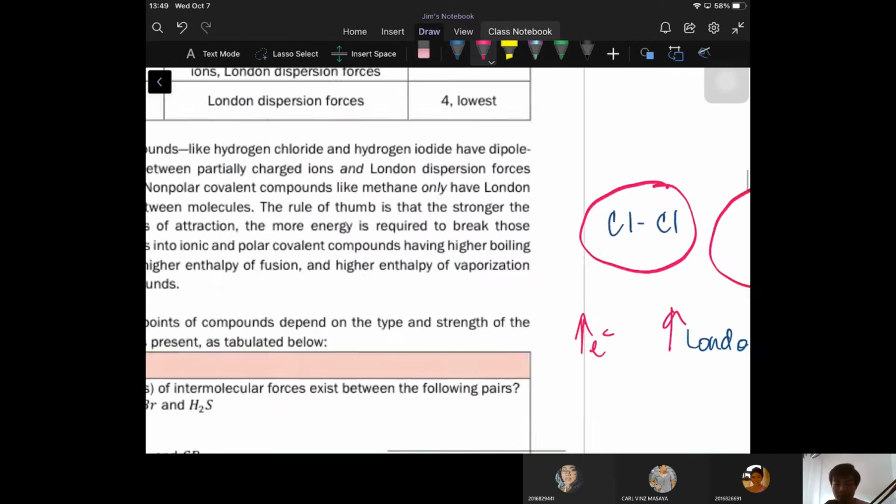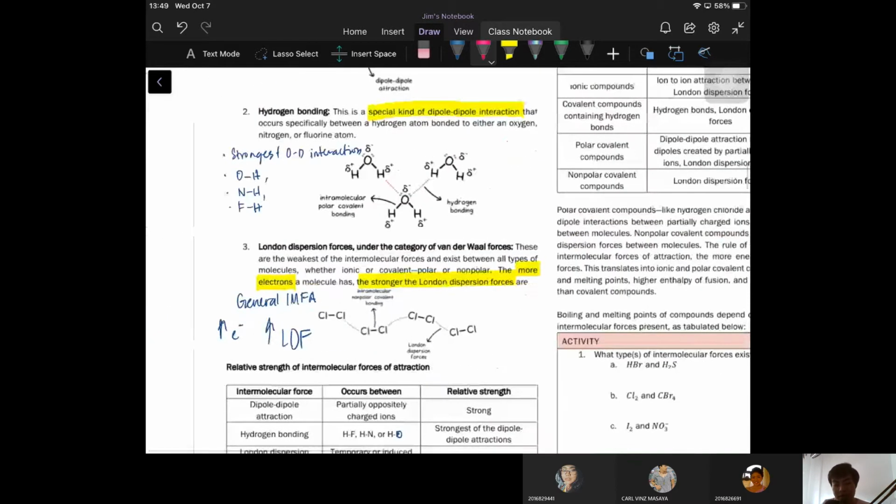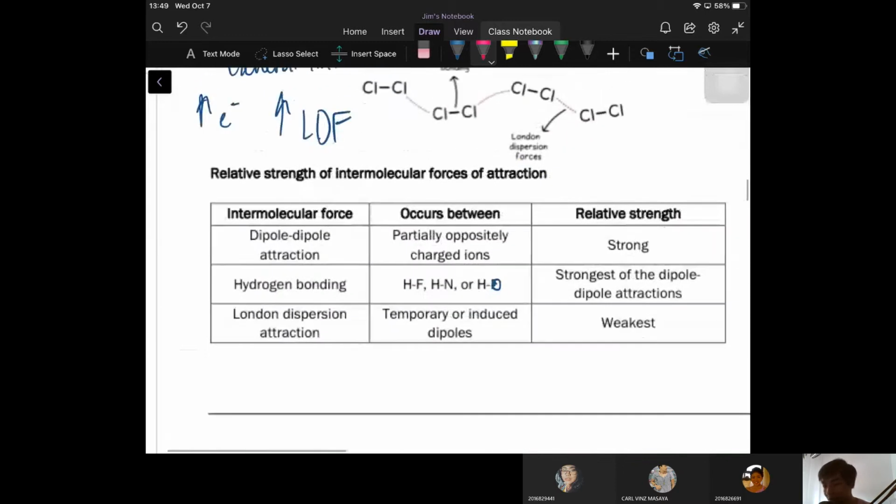No? Okay. So, let's summarize the intermolecular forces of attraction. So, in general, we have three. We have the dipole-dipole, hydrogen bonding, and London dispersion forces. No? So, dipole-dipole interactions occur between dipole molecules, partially charged molecules.